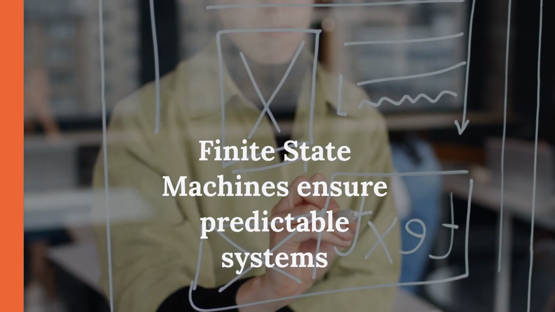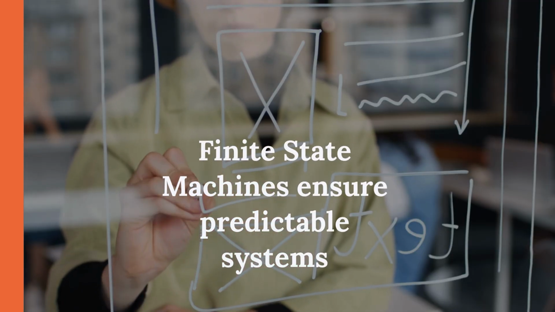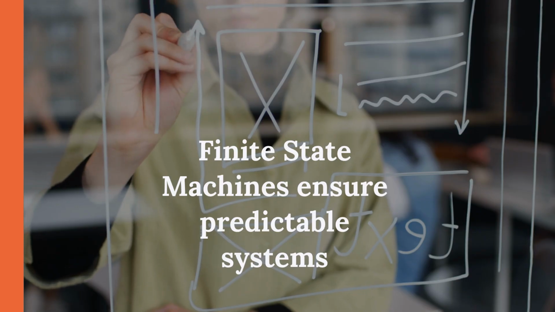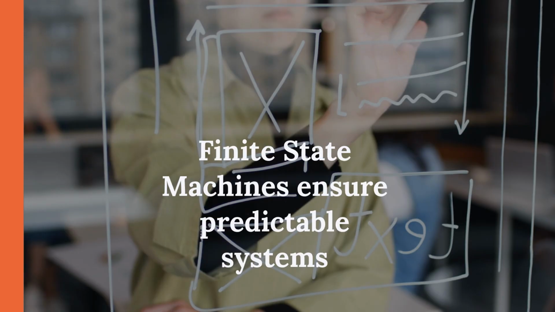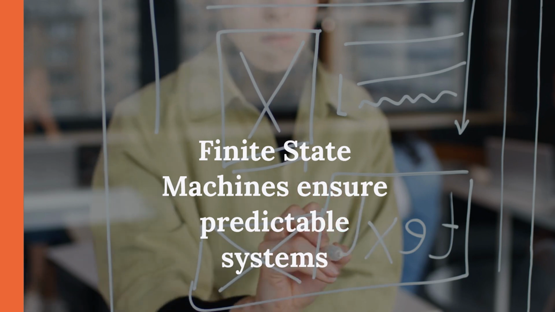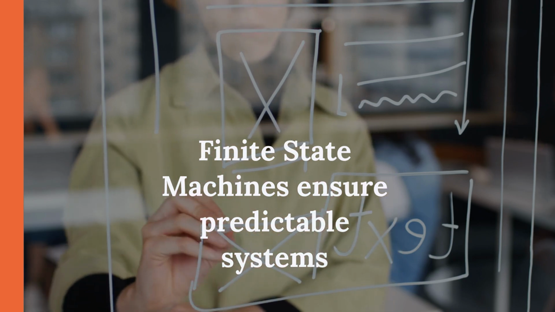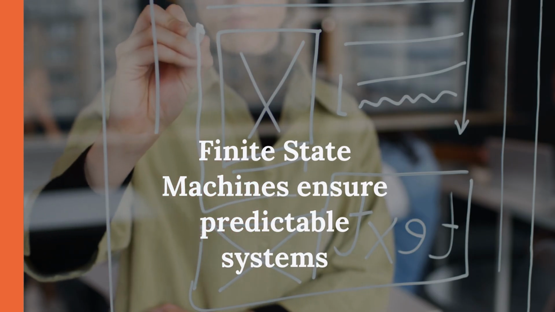Finite state machines, FSMs, consist of a finite set of states and transitions. They ensure predictable and repeatable behavior in systems. FSMs are widely used in control systems and communication protocols. Their finite nature makes them easy to analyze and implement. They are crucial for both hardware and software applications.